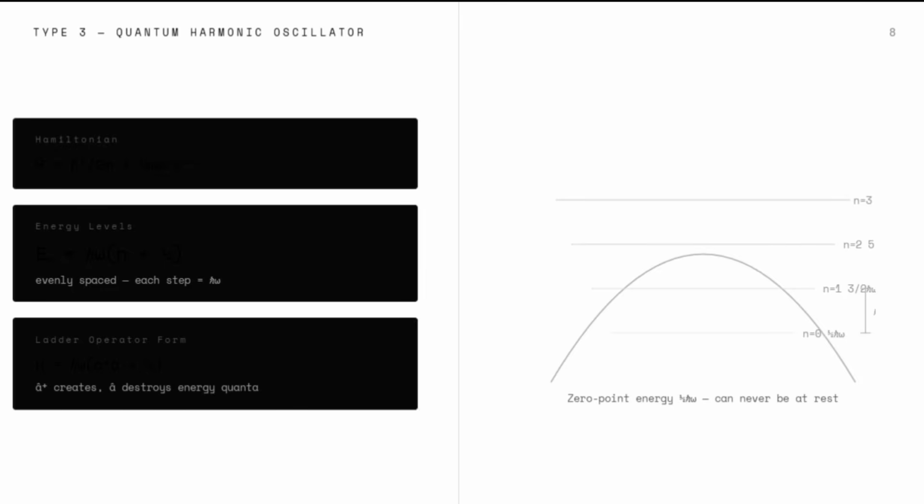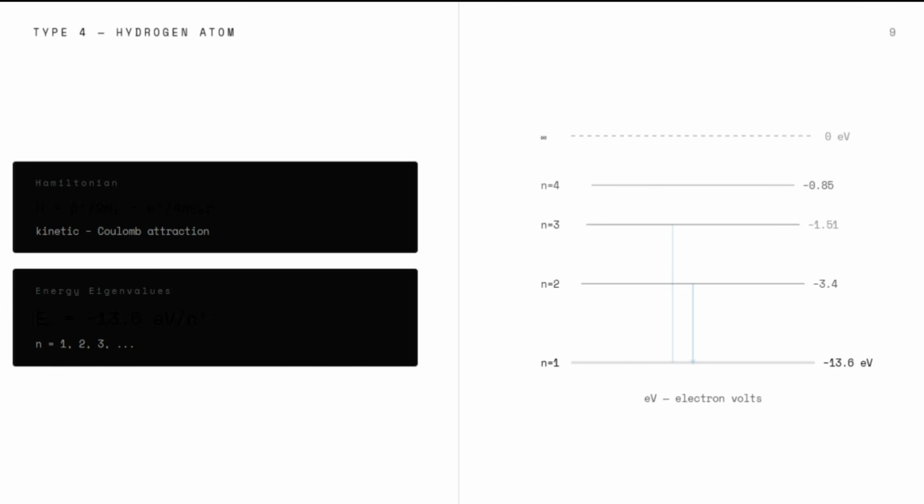The wavelengths of spectral lines, the specific colors of light that hydrogen absorbs and emits, are just energy differences between the eigenvalues. E_n minus E_m equals h nu. The Hamiltonian predicts every line in the hydrogen spectrum with extraordinary precision.